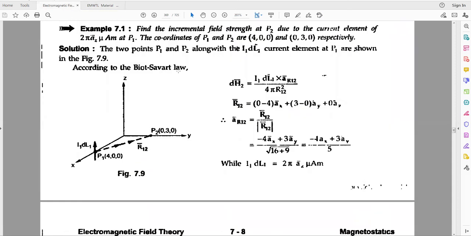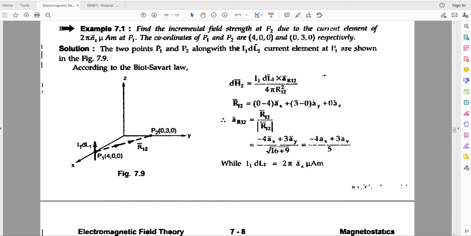The first one is: find the incremental field strength at P2, due to the current element of 2π AZ bar microampere meter at P1. The coordinates of P1 and P2 are given as 400 and 030 respectively. Means 2 points are given. One point is 4 0 0, that is P1, and P2 is 0 3 0.